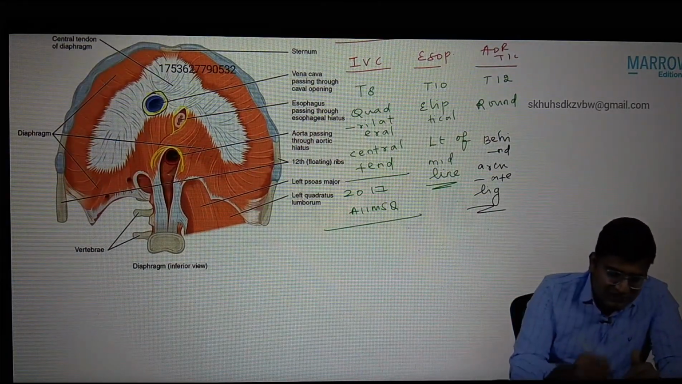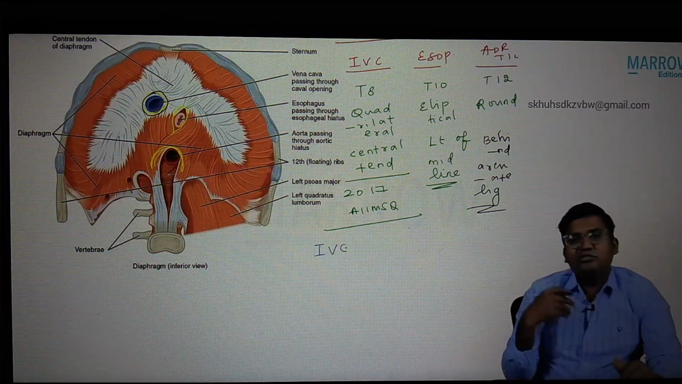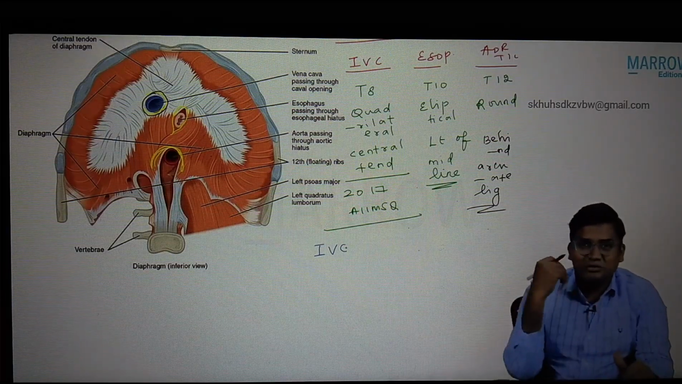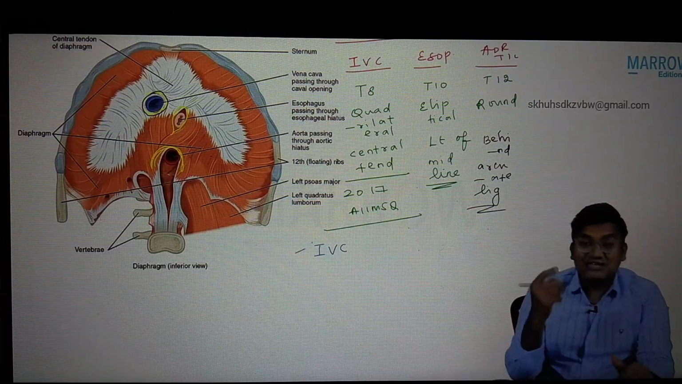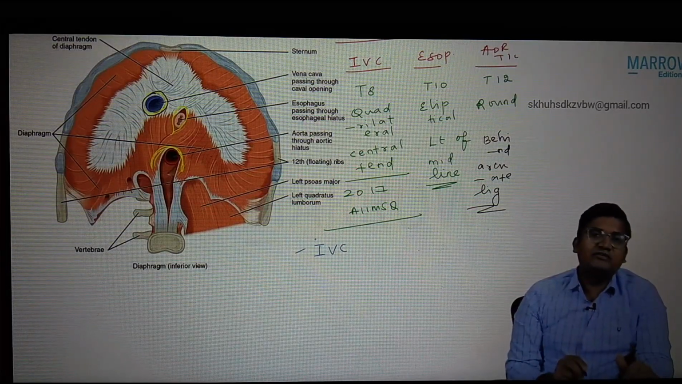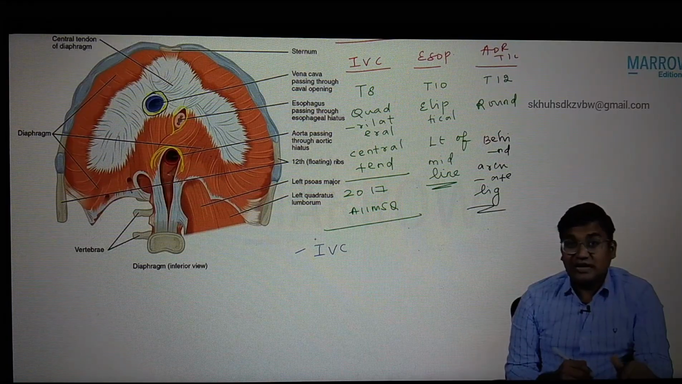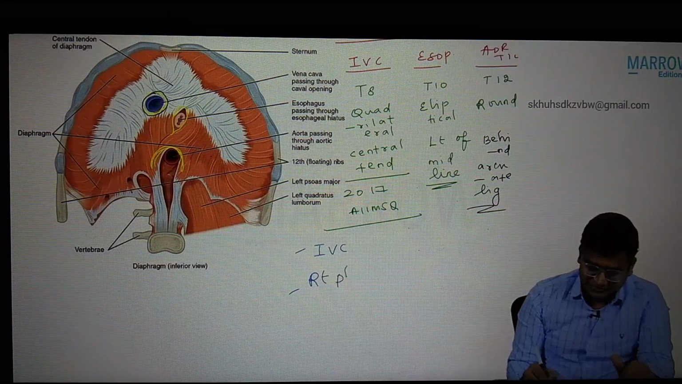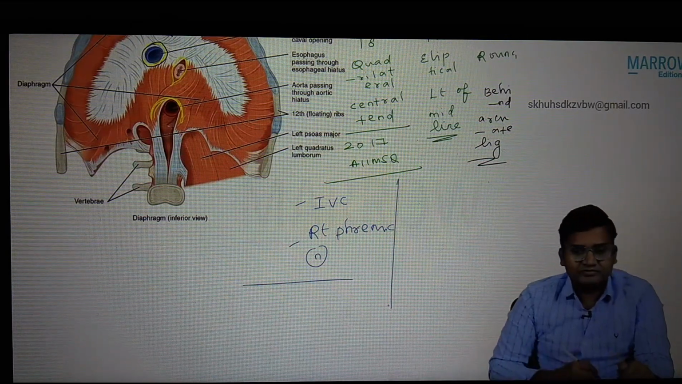Now, what are the structures passing through the IVC opening? The IVC will be passing through. Everybody knows this. Definitely you will never get a question about this. Don't expect these questions. What is the other structure passing along with the inferior vena cava? I told you in the lung, in the discussion of the mediastinal relations of the right lung. Along with the IVC, yes, the right phrenic nerve. Very good. So the right phrenic nerve is passing in the IVC opening.